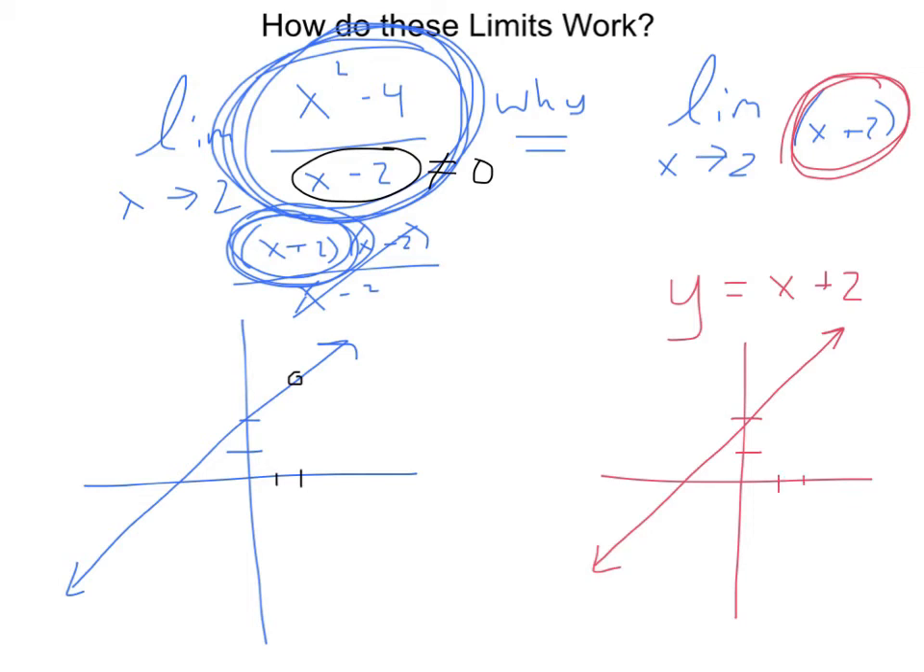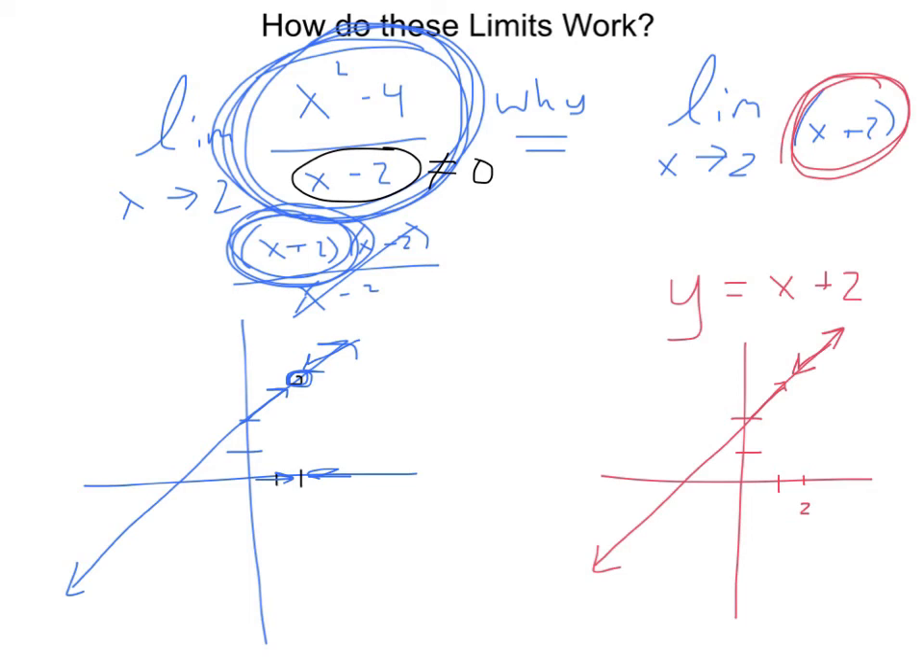In this case, as x approaches 2, hey look, my function is getting closer to 4 here. Good job. For the blue function, as I get closer to 2 on the x-axis, my y values are also getting closer to 4. At that singular value, sure, it's missing. Sure, there's a hole there. But that doesn't bother the limit. That's why these limits work.